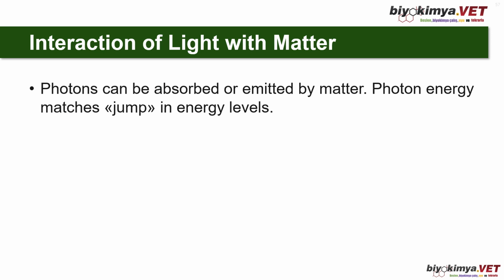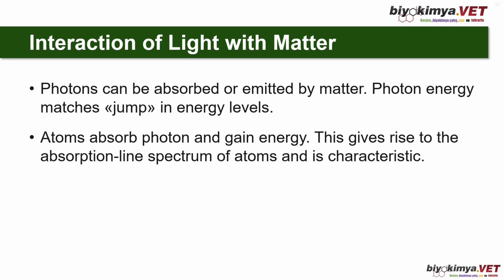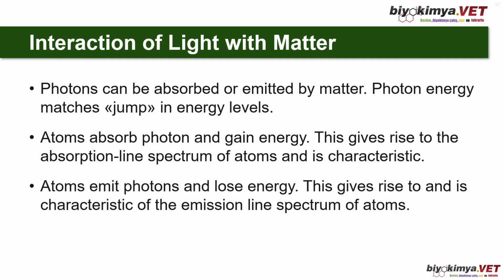Photons can be absorbed or emitted by matter, and photon energy matches jumps in energy levels. Atoms absorb photons and gain energy. This gives rise to the absorption line spectrum of atoms and is characteristic. Atoms emit photons and lose energy. This gives rise to, and is characteristic of, the emission line spectrum of atoms.